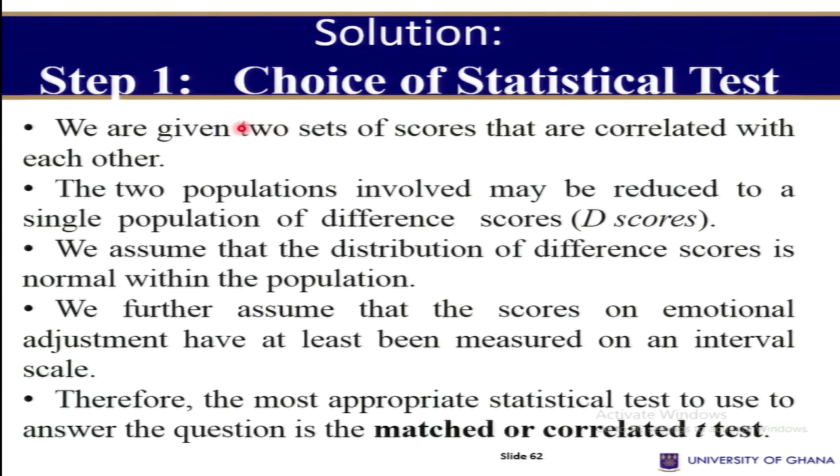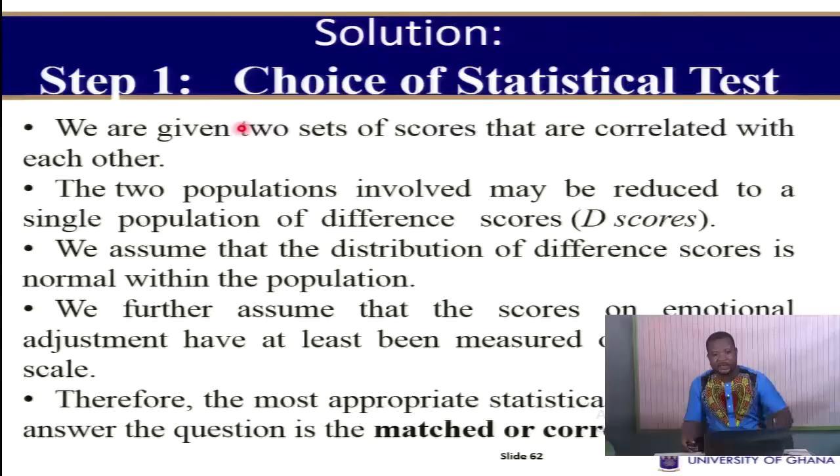So let's see how we approach it. We go step by step. This time we are going to use all the 6 steps to illustrate what will be required of you if you are to show full working steps. So step 1, that's the choice of test. Here, what have we been given? We have been given 2 sets of scores that are correlated with each other. The 2 populations involved.